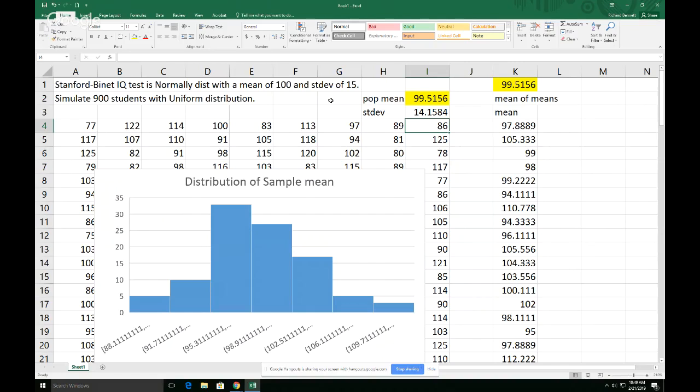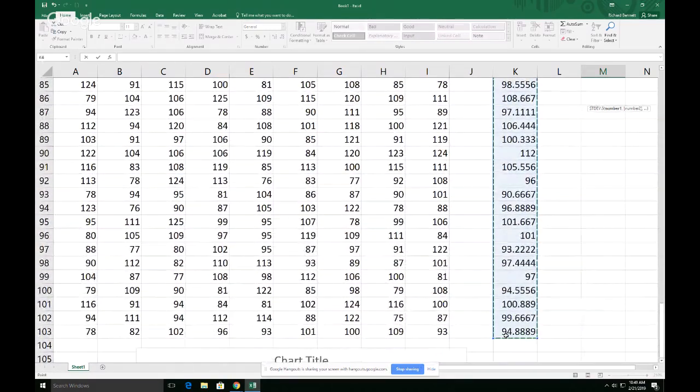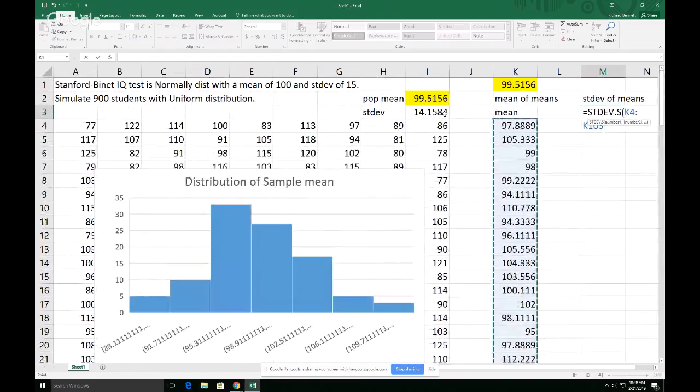Just kidding. All right, so now my question is, what if I did the standard deviation of my means? Now these are samples, right? So which one am I going to use this time? Sample, right? Now I'm going to do the standard deviation of all of these here. Before I press enter, do you think my standard deviation will be the same as my population, or will it be different?